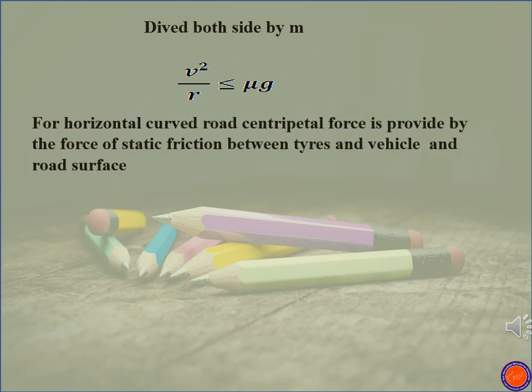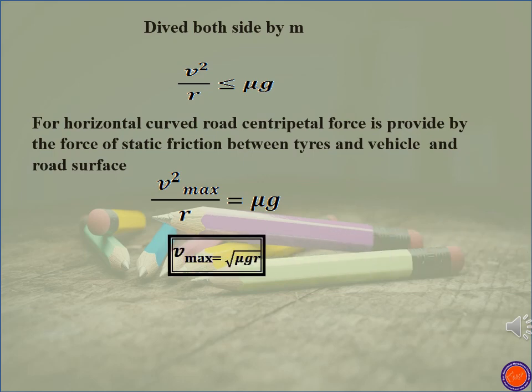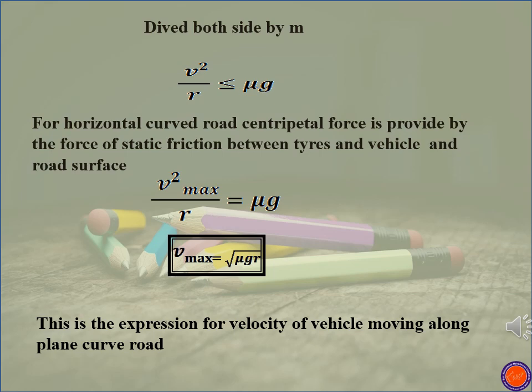For a horizontal curved road, centripetal force is provided by the force of static friction between the tire of the vehicle and the road surface, that is v square max upon r is equal to mu g. Taking the square root, v max is equal to root of mu g r, and this is the expression for velocity of a vehicle moving along a plain curved road. Also, this is the expression for maximum safe speed on a horizontal curved road.